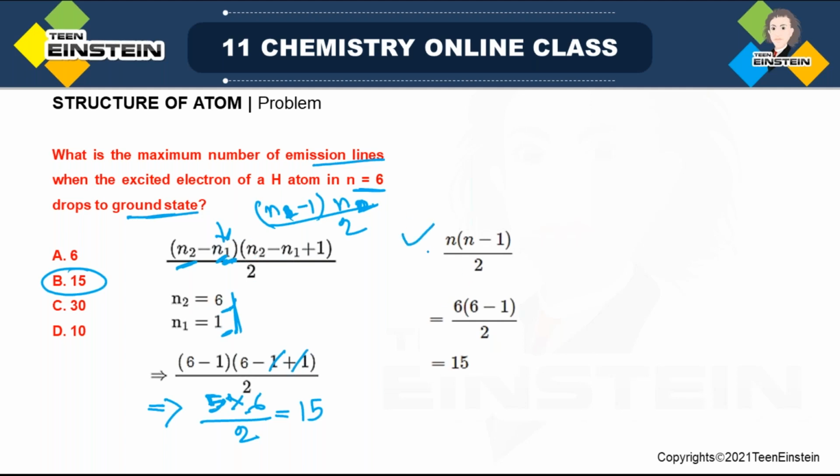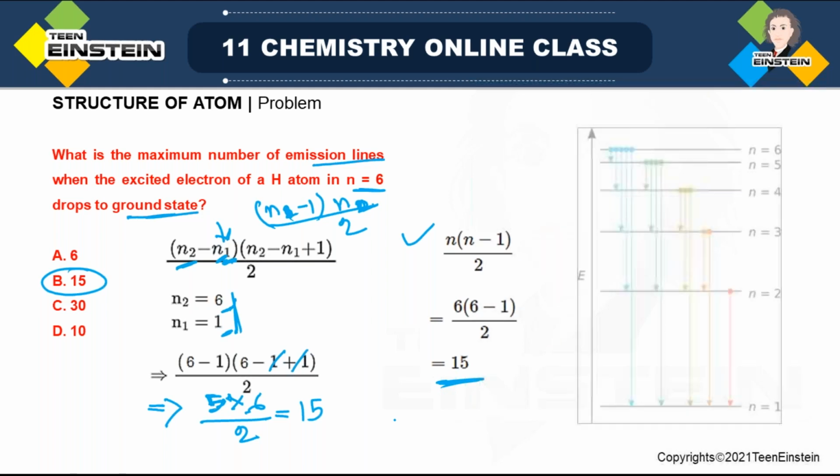So this formula you can use only when it is specifically mentioned in the question that it is dropping to ground state. Then use this. But in general, for any other energy level, you can use the first formula. So here the second one I'm also showing, because ultimately we'll reach the same answer.